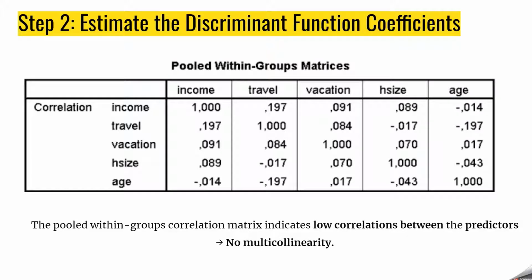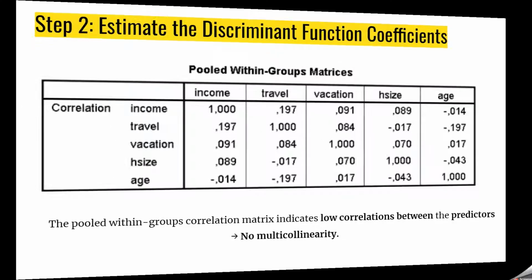For the pooled within-group matrix, we can still see that the correlations between these predictor variables are low, and we can conclude that there is no multicollinearity, because they are about 0.19, 0.09, and so on. There is no high correlation between the predictor variables.